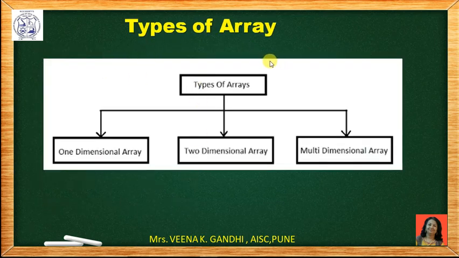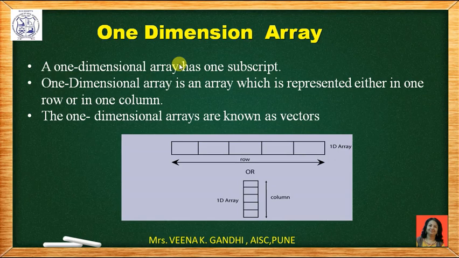Types of array. An array can be a one-dimensional array, a two-dimensional array, or a multi-dimensional array. A one-dimensional array has one subscript, a two-dimensional array has two subscripts, and a multi-dimensional array has more than two subscripts. In this video, we will focus on the one-dimensional array. The one-dimensional array has one subscript. This array can be represented as one row or one column. One-dimensional arrays are also known as vectors. You can see here, we can represent the array as one row or here as one column.